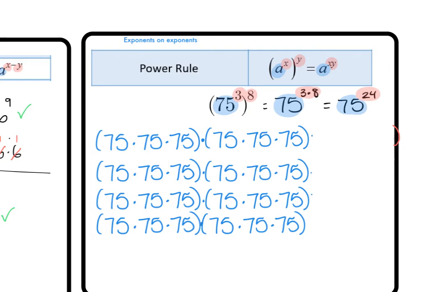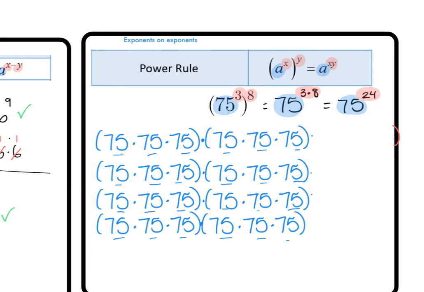All right, so even though I couldn't write them right next to each other, all of these things are being multiplied. So we have 3 75s being multiplied 8 times. So remember that if I have groups of 3 and I have 8 groups of 3, that's the same as multiplying 3 times 8. If you don't believe me, you can go ahead and count and verify that this does in fact give me my exponent of 24.